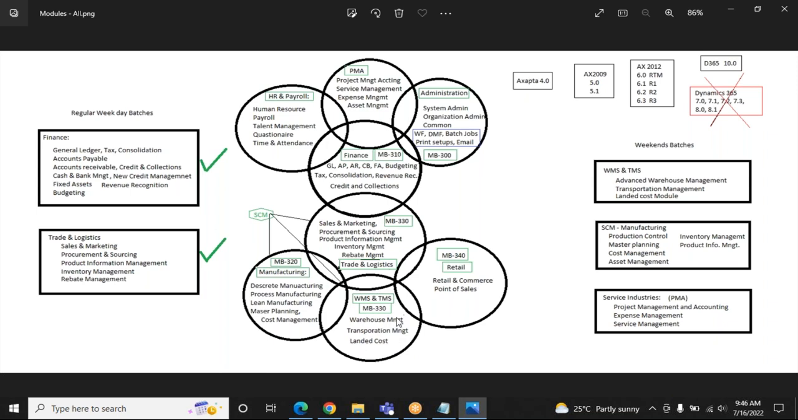Actually, MB330 means this one and this one: warehouse management, transportation management, landed cost, all together it is 330. But I cannot teach this one in the regular sessions. It is in the weekend batches. Once you land, I will teach this one, WMS, TMS, and landed cost, in weekend batches. One time this one, one time this one, one time this one. So majority of times people are asking these two. That is the reason, on a rotation basis, on weekends, I'm providing training. Same time, 6 to 8:30, on weekends, I will conduct these sessions. This is weekdays, we are covering.